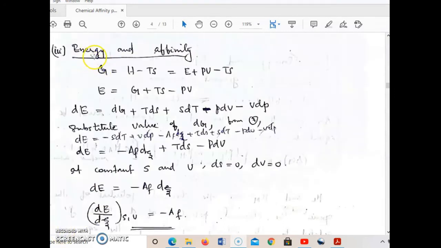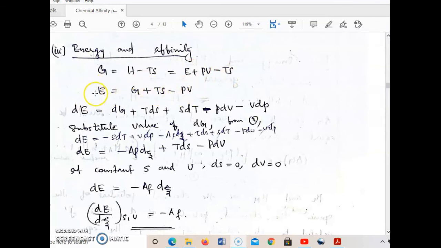Now we are going to check the relation of internal energy with chemical affinity. So we begin from the same equation, G is equal to H minus TS, and instead of H we can introduce the internal energy term here. So G is equal to E plus PV minus TS. From that we can find out internal energy E, because we are going to check the relation of internal energy and chemical affinity. So E is equal to G plus TS minus PV. Just a rearrangement between these terms. Okay, so E is equal to G plus TS minus PV.